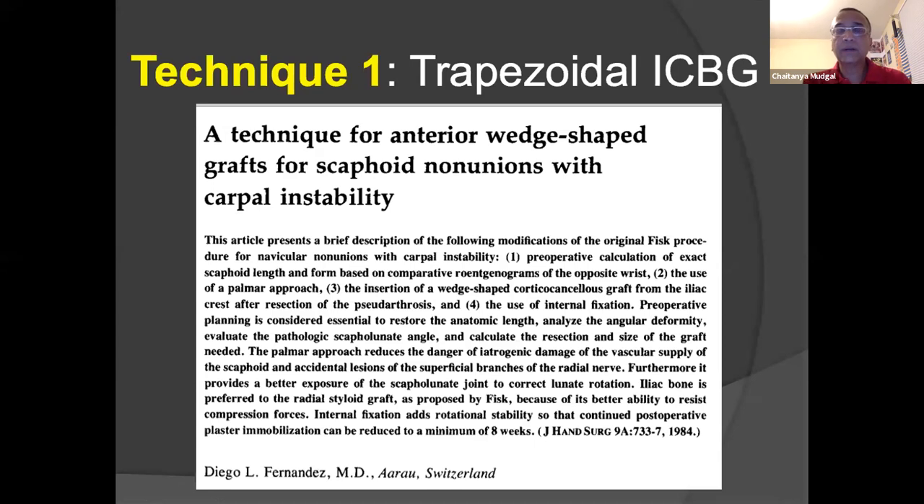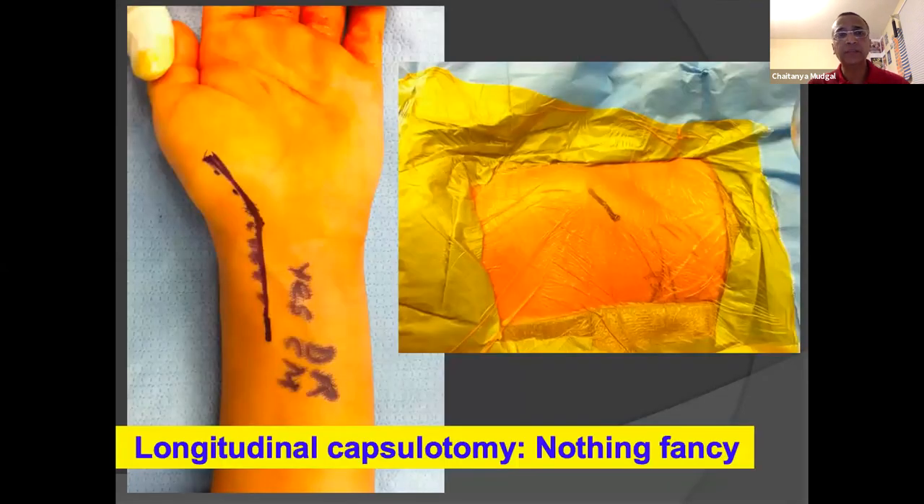So the trapezoidal graft technique was described by Jeffrey Fisk from the UK nearly 60 or 70 years ago, but he used the distal radius to harvest the graft. Diego Fernandez in 1984, as shown by this paper, felt that it was better to use iliac crest graft, and that's what I tend to use. So this is my incision, a lazy hockey stick kind of incision. And the one on the iliac crest, you have to be 1 inch posterior to the anterior superior iliac spine to avoid any chance of injury to the medial femoral cutaneous nerve.